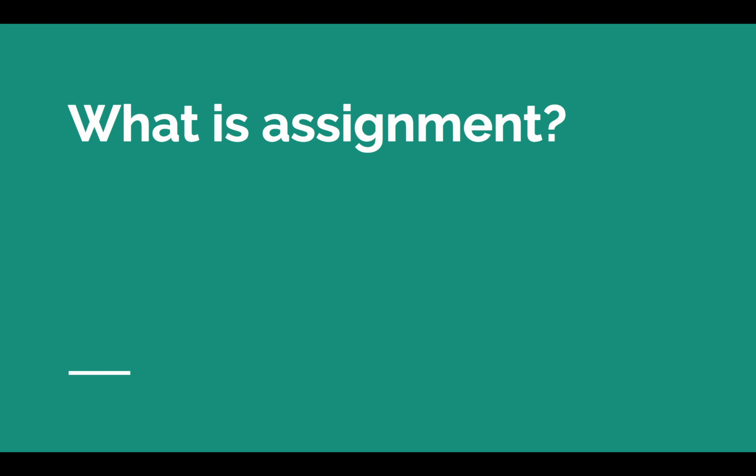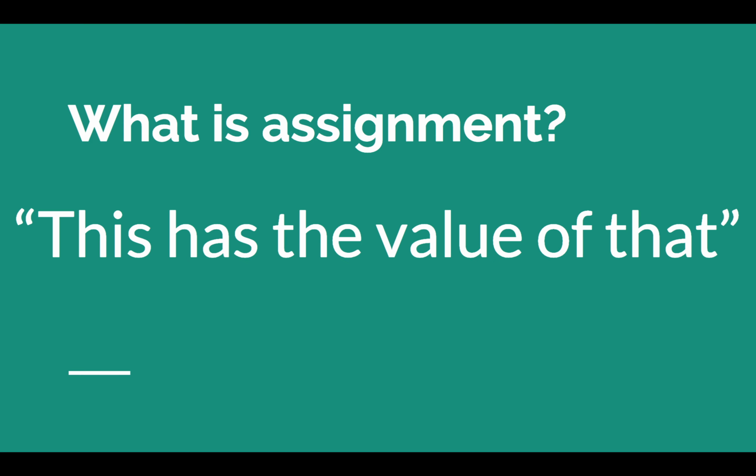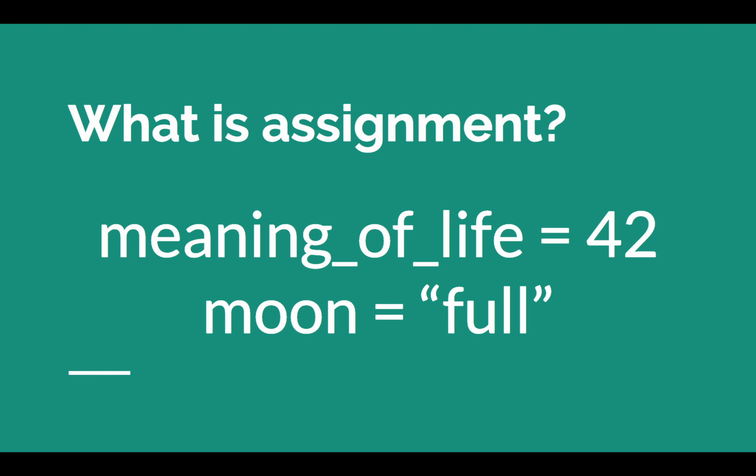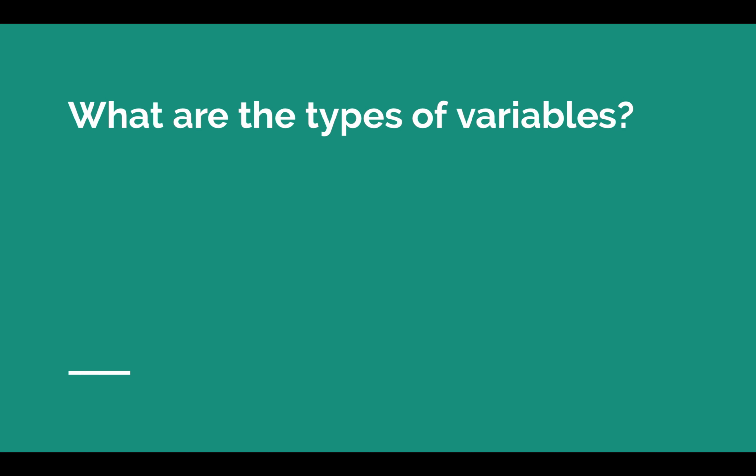So how do you give variables, pardon me, how do you give variables a value? Well, you assign them to it. And when you assign a variable, you are basically saying this has the value of that. And you do this with the equal sign. So we are saying that meaning of life has the value of 42, and moon has the value of full. That's how you assign a variable. That's what it means. It means to give it a value.